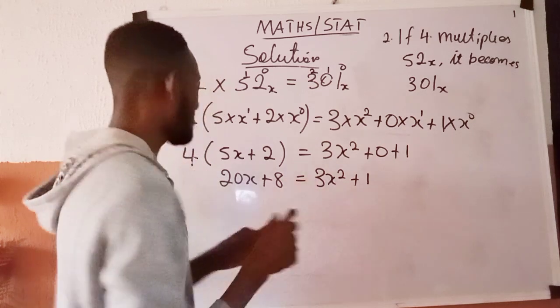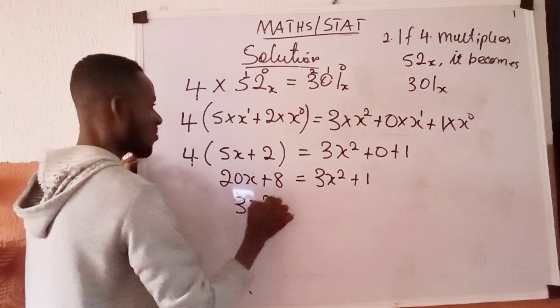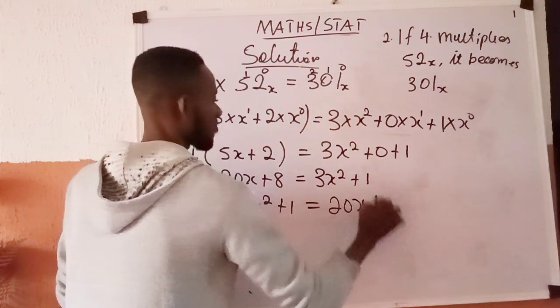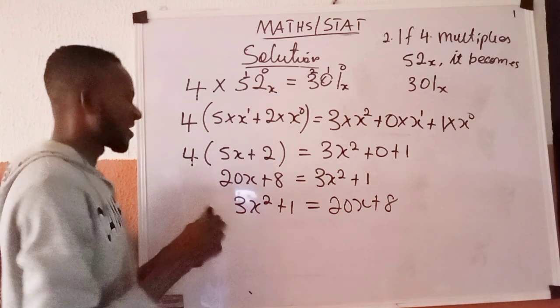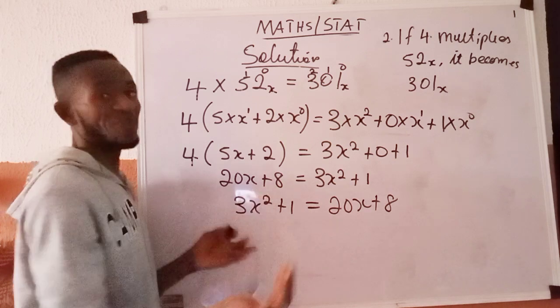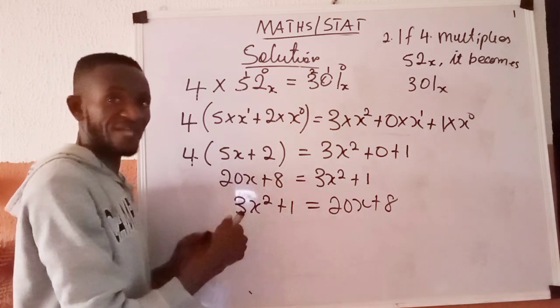So this thing now can be written this way: 3x raised to power 2 plus 1 is given as 20x plus 8. I didn't change anything. So at this point in time, I will now collect like terms. Collecting like terms, let me rearrange the left hand side and the right hand side of the equation.